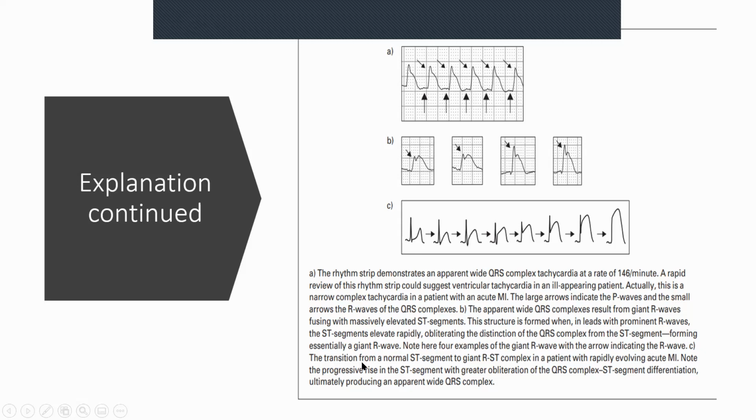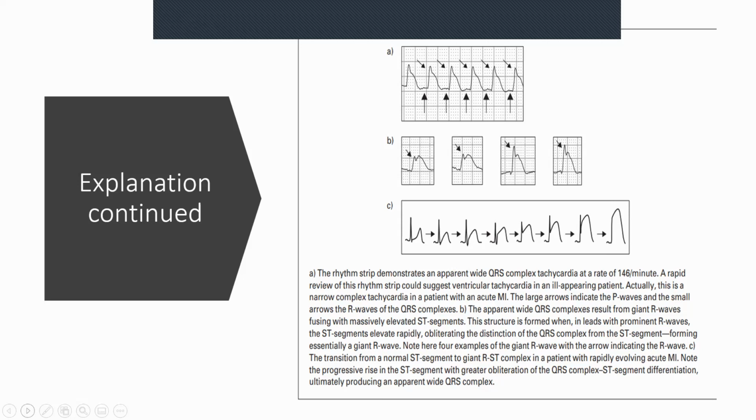And then in C, we see the transition from a normal ST segment to giant RST complexes with a rapidly evolving MI. Note the progressive rise in the ST segment with greater obliteration as you go along. Right? So basically, we start from there, and then you can see as the ST rises, eventually it gives you this tombstone. So all along here, it's probably an easier distinction that it's an ST segment. But once you get towards the last 2, that's when it really starts looking like what you call a tombstone.